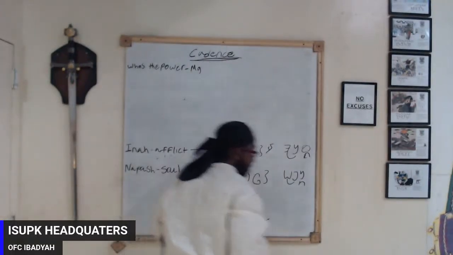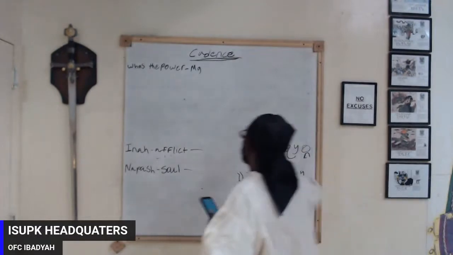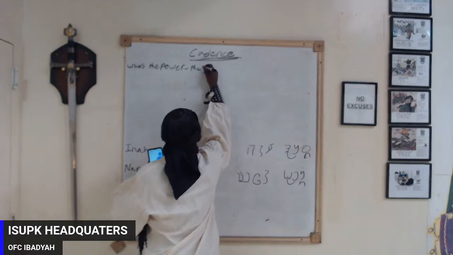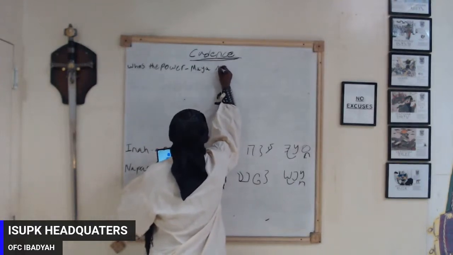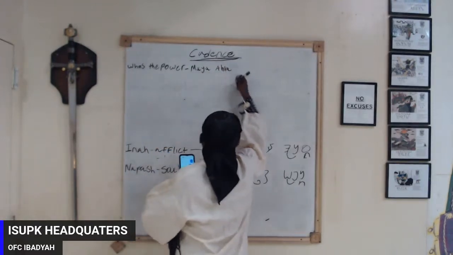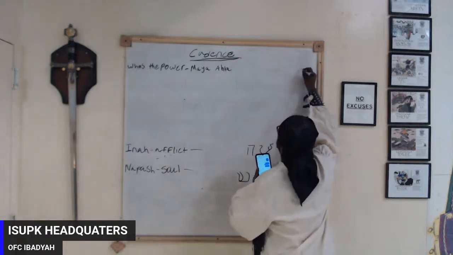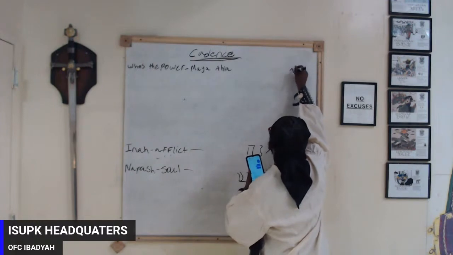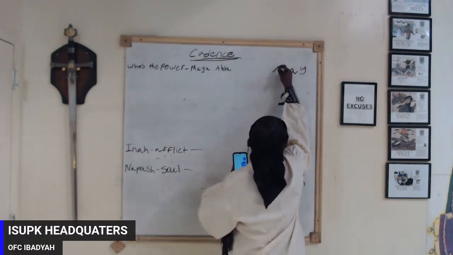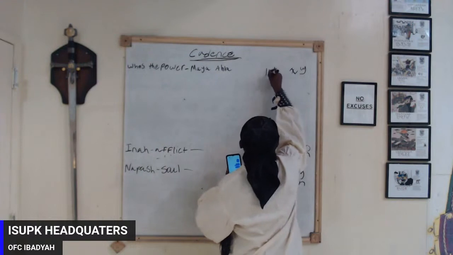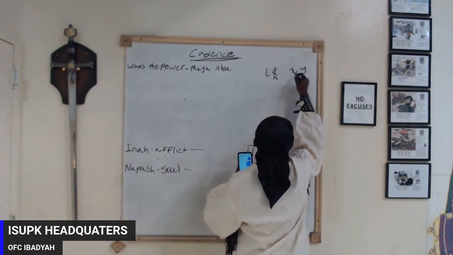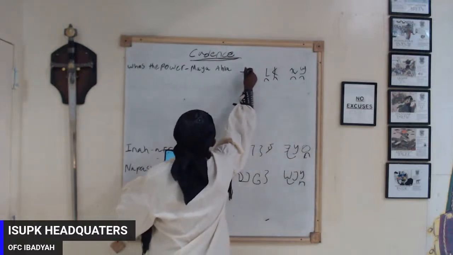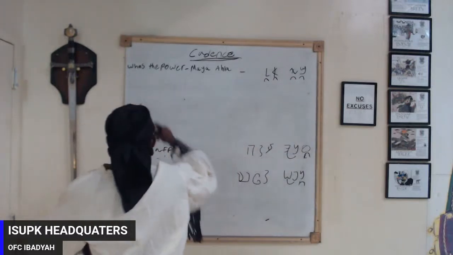To say that would be Maya Allah. So I'm gonna write these for time's sake in the ancient. Maya Allah. Maya Allah. Who's the power? Right?